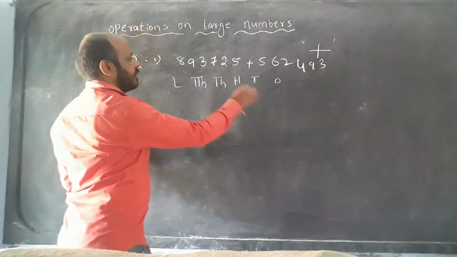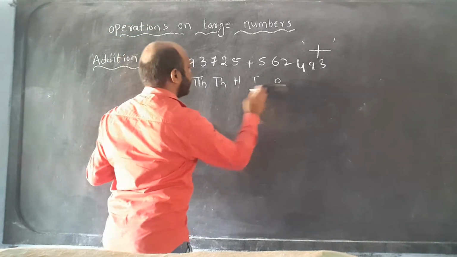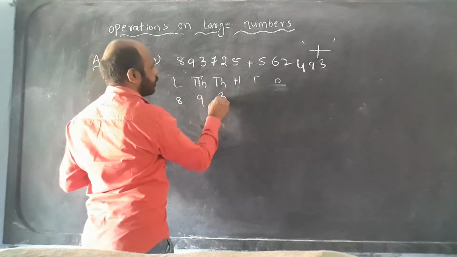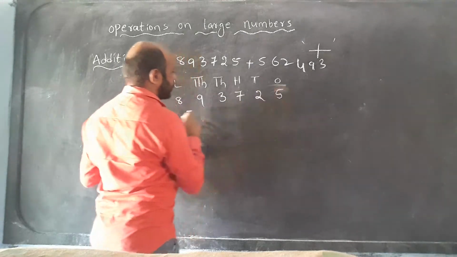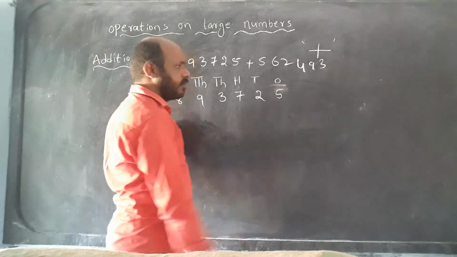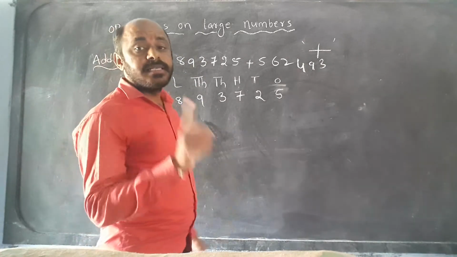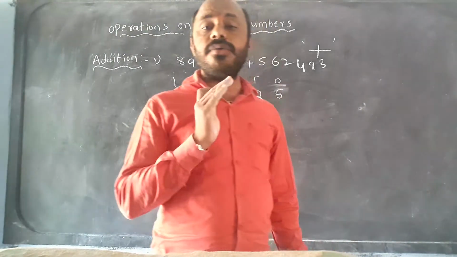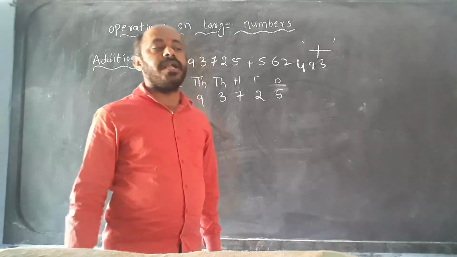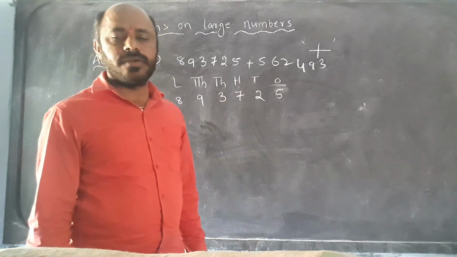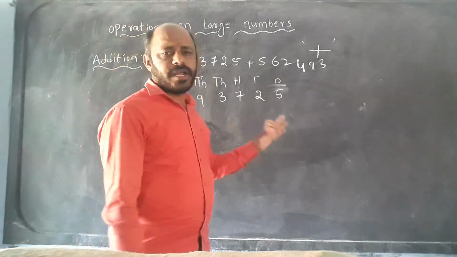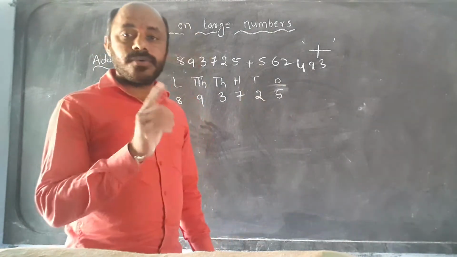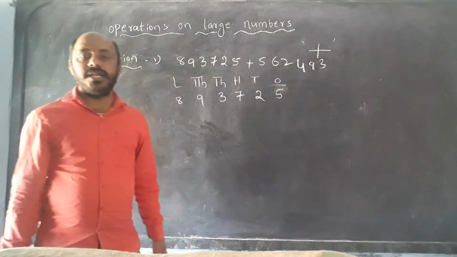The first number you can write from left to right or right to left, whichever you like. But the second number we must write from the right side to the left side, because we have to follow the place values.